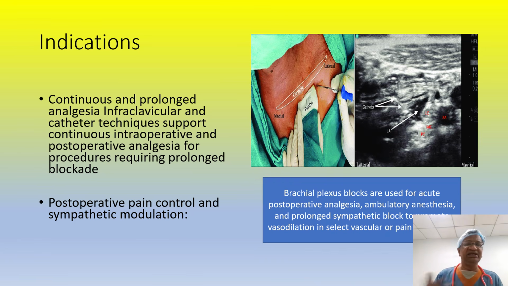We can have other indications, like putting in a catheter here. Postoperative pain control, sympathetic blocks, and vascular pains are other indications. For example, now you have arm, clavicle, breast, vascular pain. We need sympathetic blocks. All these things are indications of brachial plexus blocks.